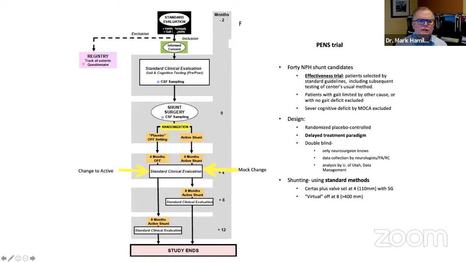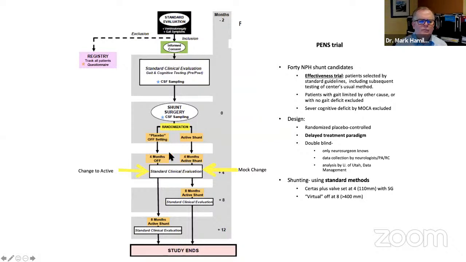This is just to illustrate the process for this trial. Patients get identified. They go through a standard assessment with lumbar drain or lumbar puncture. We're recording patients in our registry. We're going to offer them shunt surgery. We ask them if they're willing to participate in the study through an informed consent process. They are randomized to placebo or active shunt. At 4 months, they have another evaluation. So we have a group that effectively wasn't shunted for 4 months and a group that was shunted. Then both groups are turned on, and both groups still do not know what their setting is. They're followed out to 1 year, and at 1 year, they're told what their setting was.